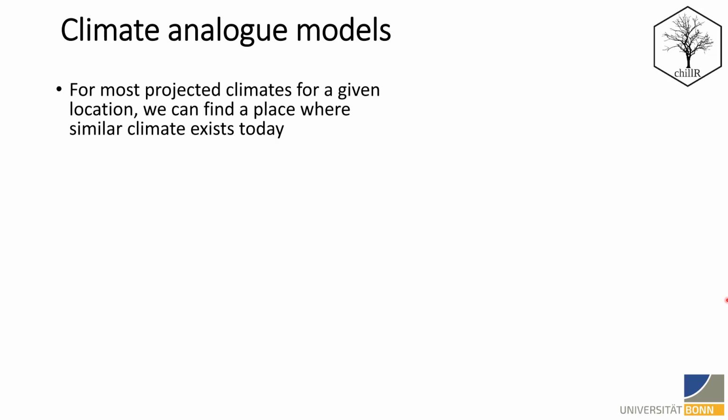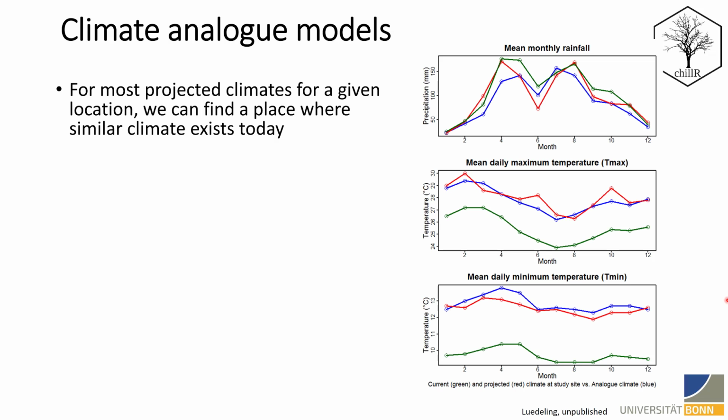But the idea here is really that for most projected climates for a given location, we can find a place where a similar climate exists today. So basically, we know the climate for Bonn that we're expecting, well, will be a certain level of heat and a certain level of rainfall. So let's look for another place that currently exists already and where currently the conditions are the same that we're expecting here in Bonn in the future.